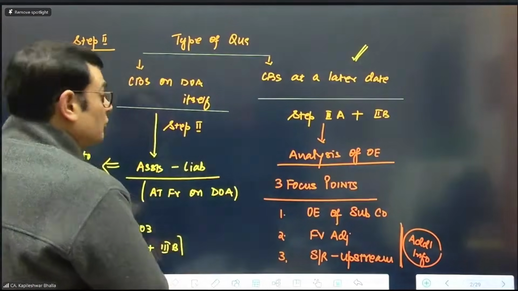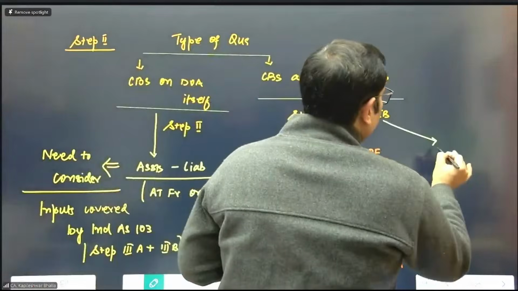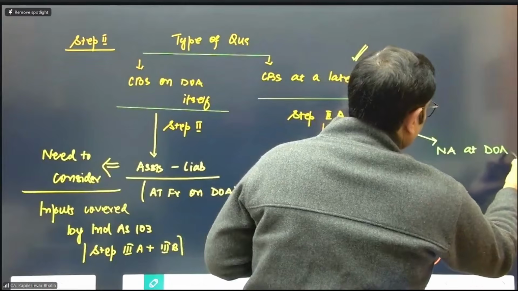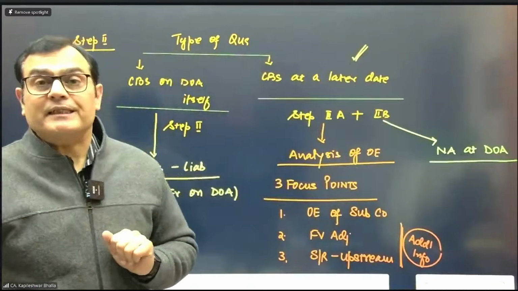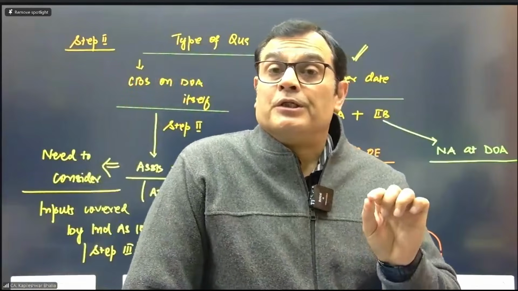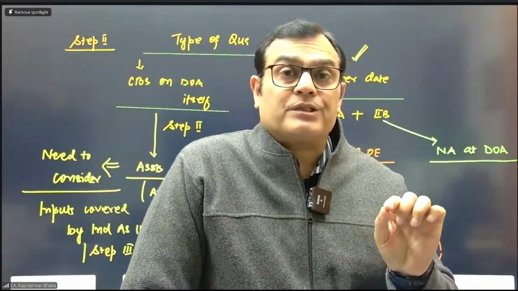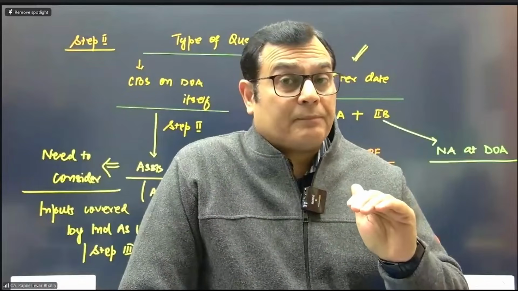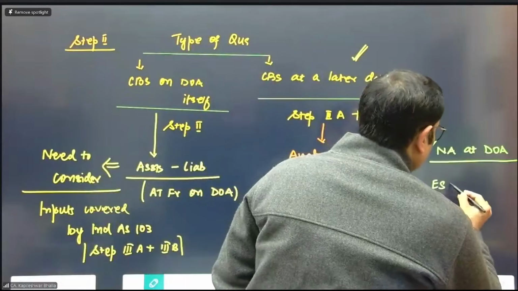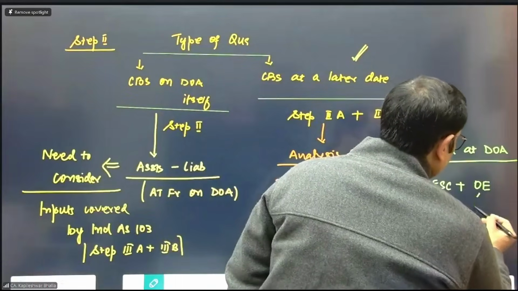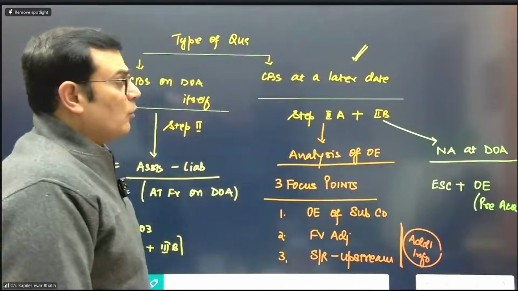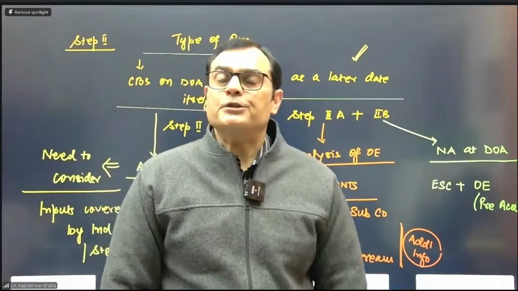Next, when you go to step number 2B, in this particular case, you need to get the net assets at date of acquisition. And as we decided earlier, when you consider the net assets on the date of acquisition, you are not going to consider assets minus liabilities, but equity share capital plus pre-acquisition other equity. So in this case, the net assets will be equity share capital plus the other equity, which is pre-acquisition in nature.